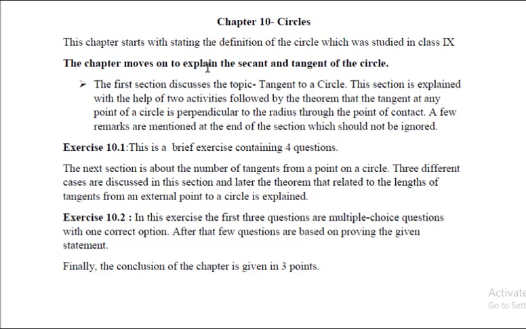The chapter moves on to explain the secant and tangent of the circle. Basically, a circle has secants and tangents, so how they are intersecting and what type of properties they hold. These basic things you will learn in this chapter. Further, moving on to the first section, we discuss the topic tangent to a circle.